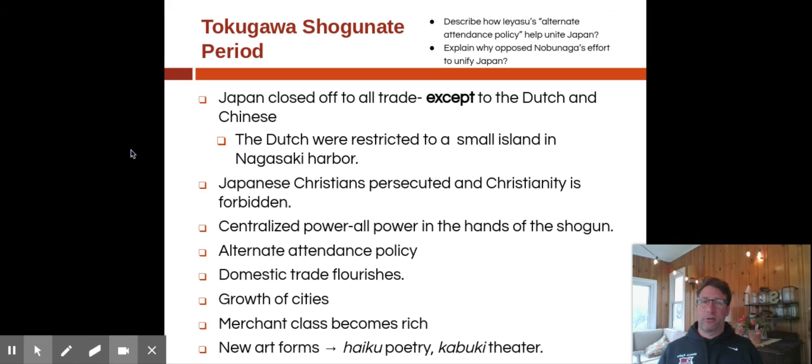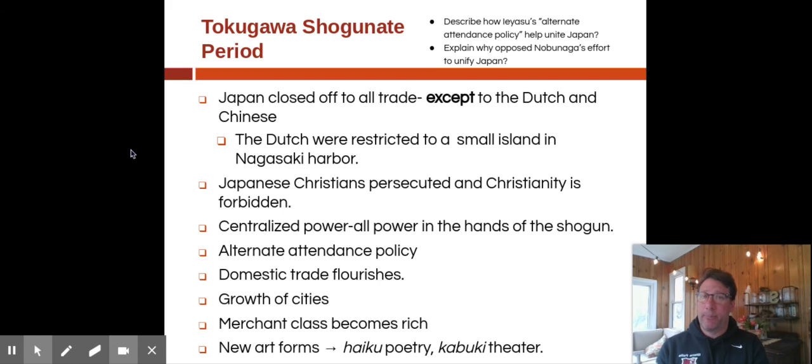Japan's going to close off all trade to everybody except for the Dutch and the Chinese, because the Dutch agree to the terms of the Japanese shogun, which is essentially you can trade here as long as you don't bring missionaries and try to convert people. This is restricted to one island in Nagasaki Harbor. Similar to what we saw in China, where trade was all taking place in southern ports away from the capital, Nagasaki is a little bit further south and away from the capital, and also restricted to an island where they don't have access to a lot of people.